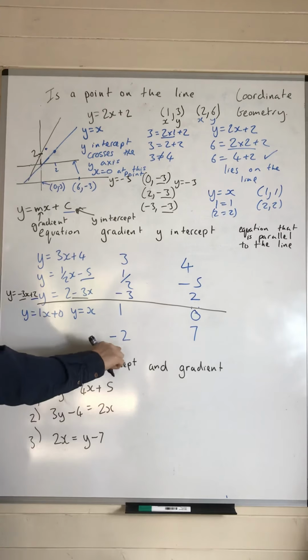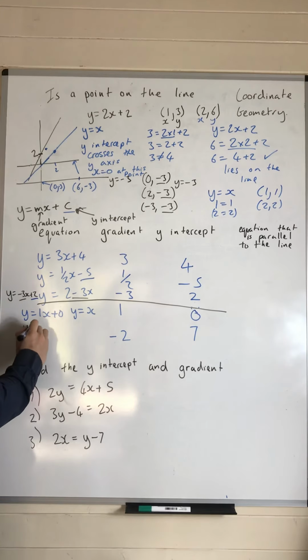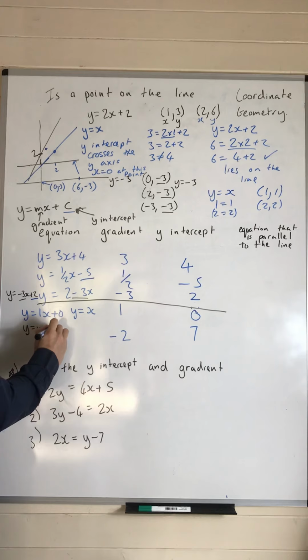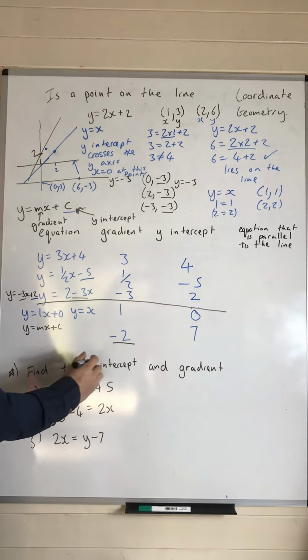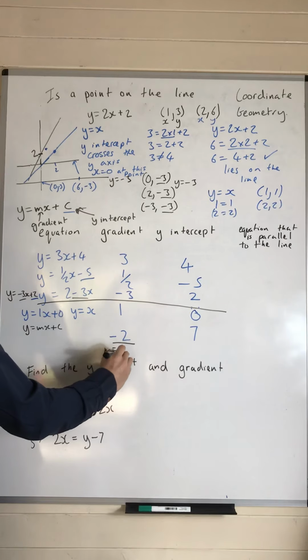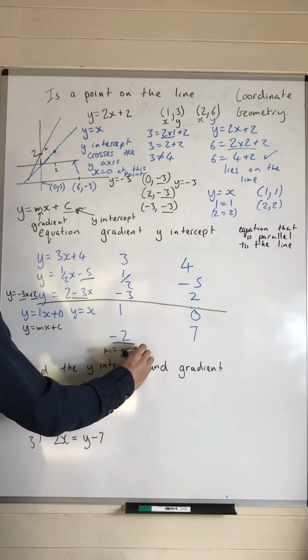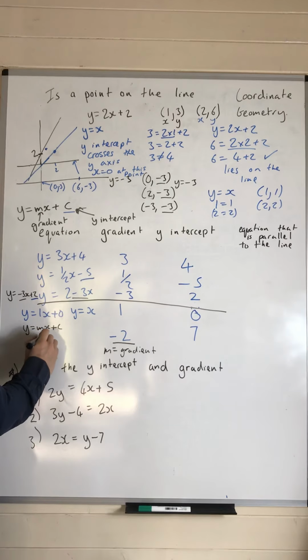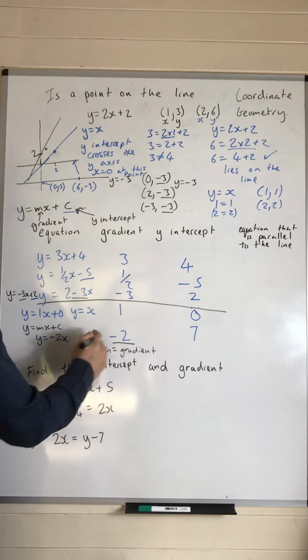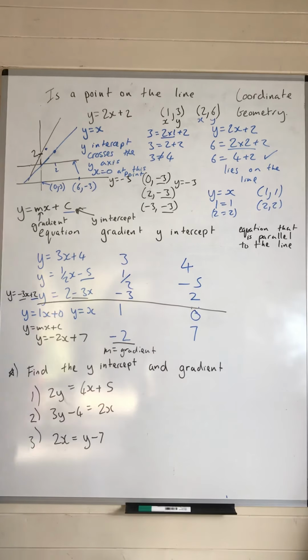Now let's start with this one here, working backwards. We have y equals mx plus c. We have the gradient, which stands for m. m equals gradient. You just need to learn this language. So we know this equation is going to be y equals minus 2x, and we're going to see a 7 here, plus 7.